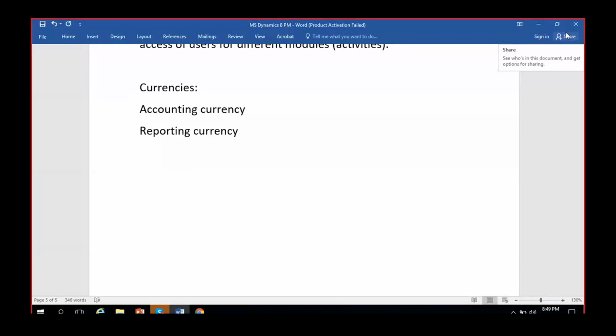For that case, accounting currency is the main currency of the legal entity. So if it is in India, what will be my main currency? Anyone? Rupees. Indian rupee will be my main currency, and I can give reporting currency also INR. So what is reporting currency? I'll tell you. Suppose there is another example.